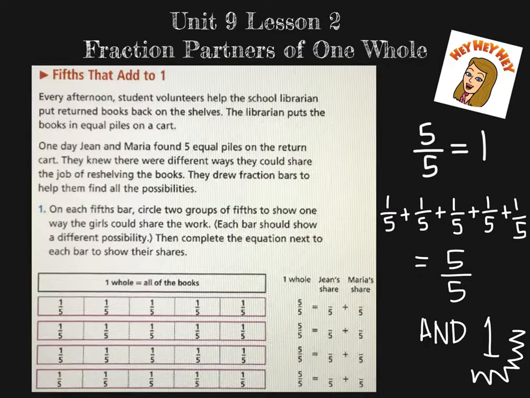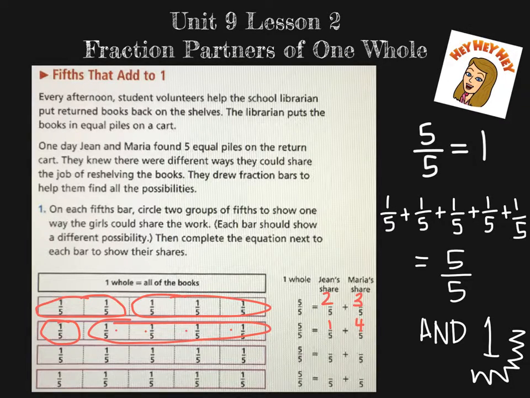So the first example is I could stack 2 fifths together and 3 fifths together. 2 fifths plus 3 fifths would equal 5 fifths, or one whole. Another possibility is we could stack 1/5, and then all together this would be 1, 2, 3, 4 fifths. Now 1/5 plus 4 fifths would also equal 5 fifths, or one whole.